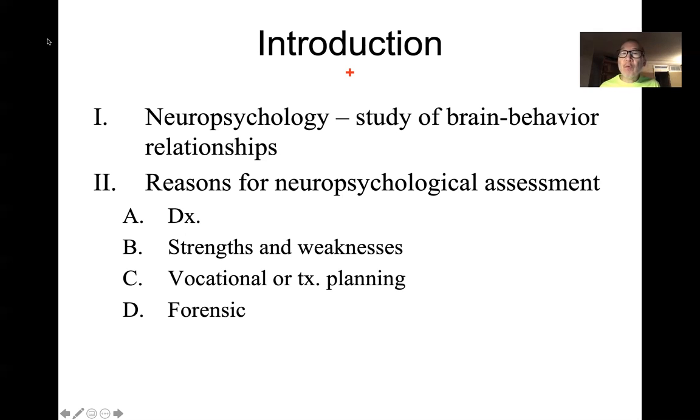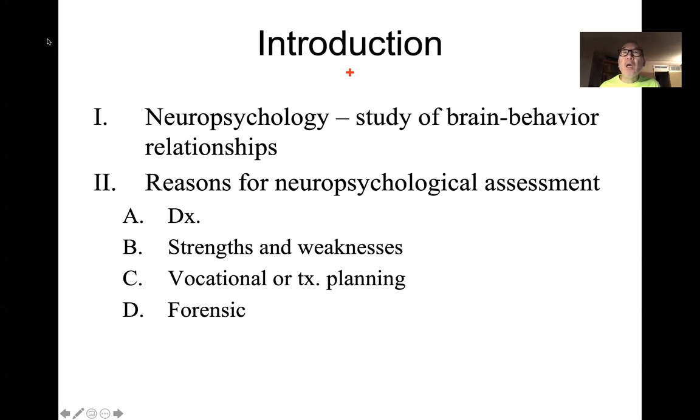It is sometimes used for treatment planning. Even though psychologists may know their client's diagnosis and what generally their strengths and weaknesses are, sometimes having this data allows them to determine a very specific treatment plan, in terms of what things to do, and maybe to place things in a hierarchy in terms of what's more important to focus on.